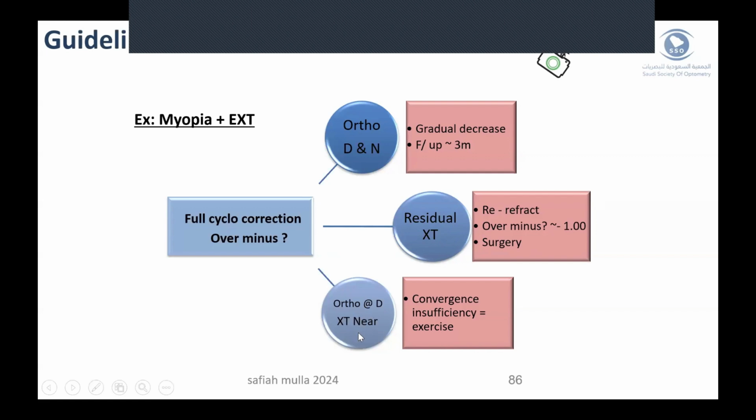Let's say he came to your clinic, ortho at distance and exotropia at near. Again, that child has a convergence insufficiency. You need to do exercise to get out of that near exotropia. There is no other solution other than the exercise for that convergence insufficiency. Okay.